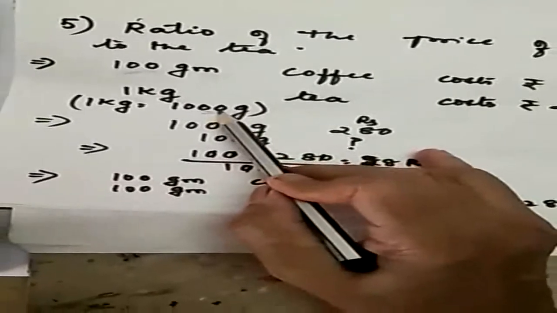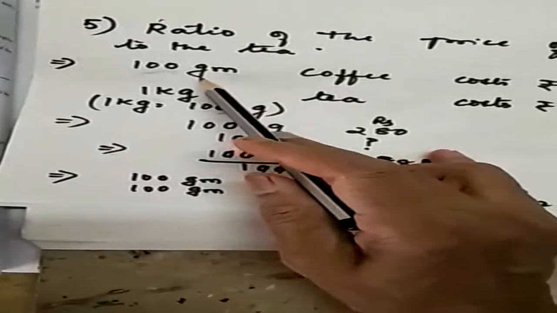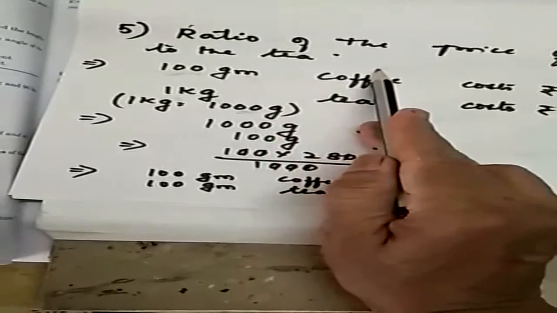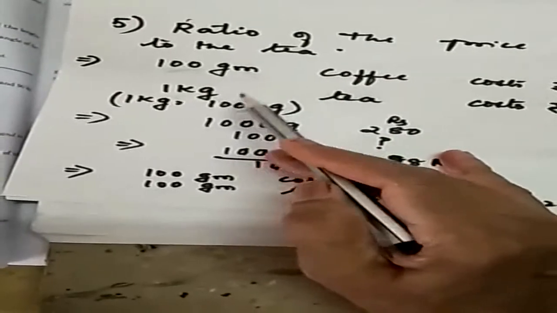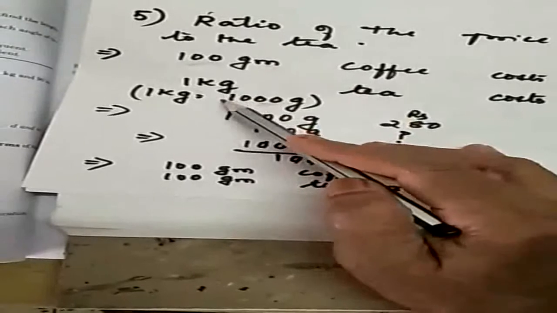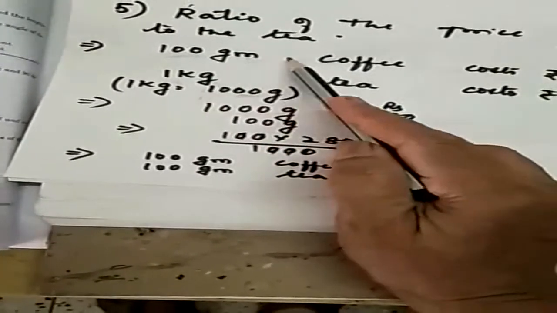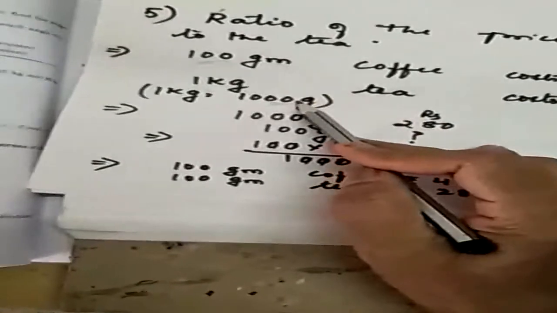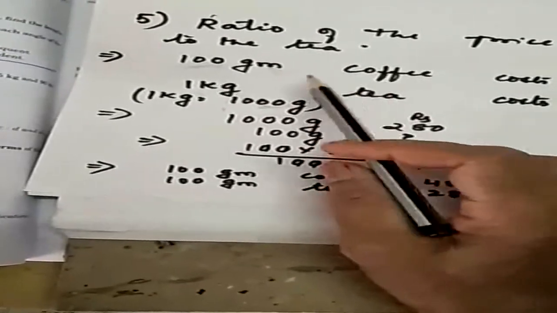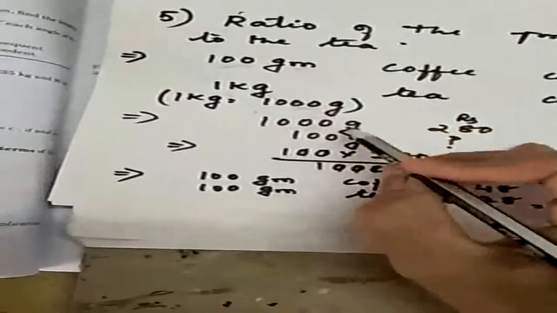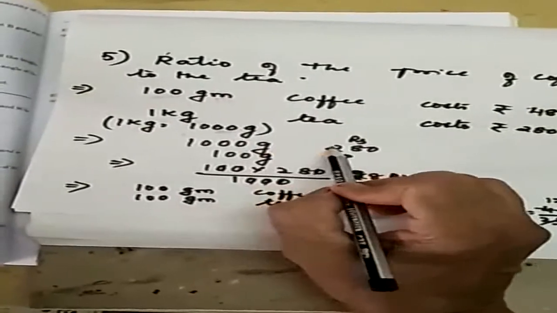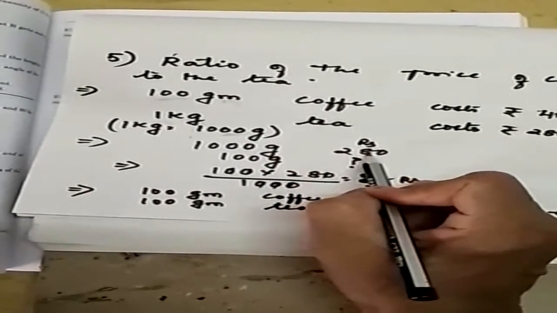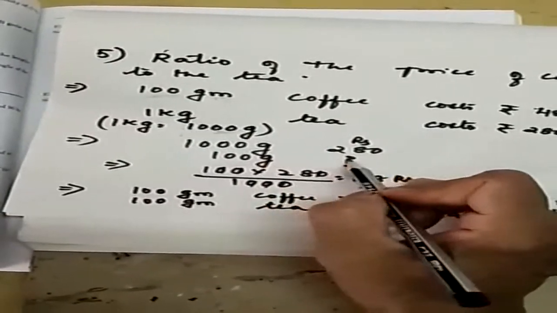Now change this 1000 gram to 100 gram. Any way you can do it. Either 100 gram you change to 1000 gram, or 1000 gram you change to 100 gram. Either both should be in 100 gram or both should be in 1000 gram. The easy way, I took this 1000 gram and changed it to 100 gram. How? You know 1000 gram costs how many rupees? 280. So 100 gram will be costing how much?